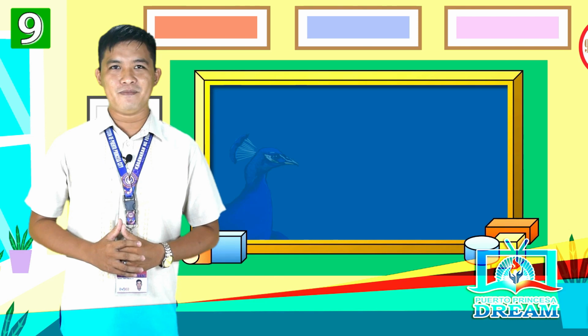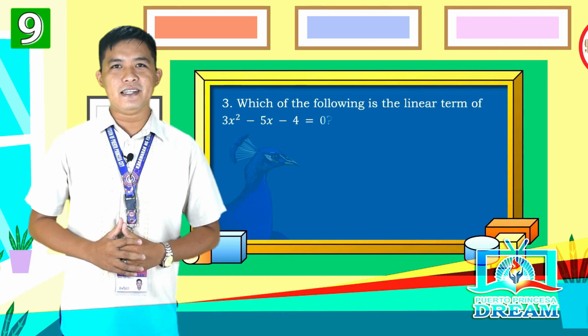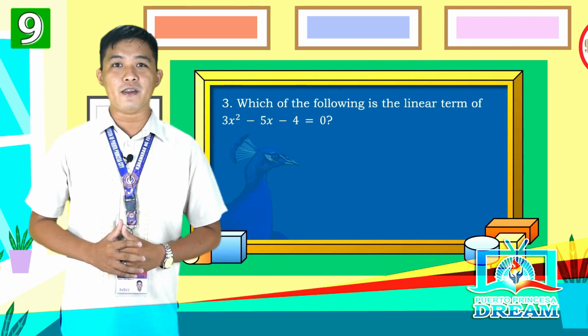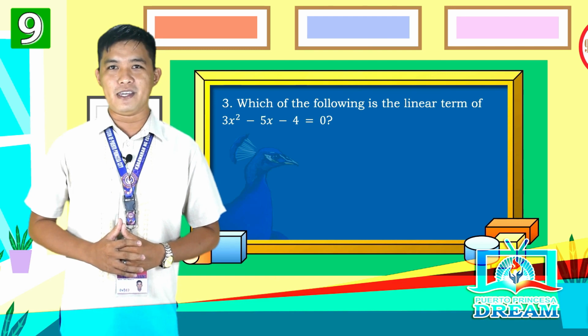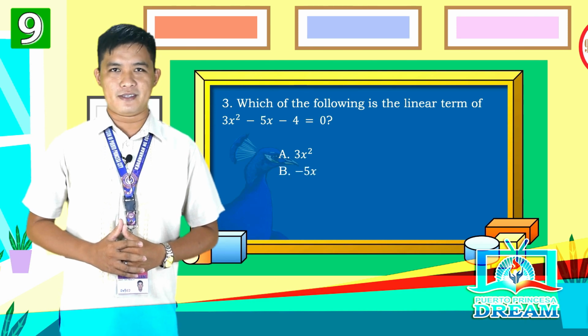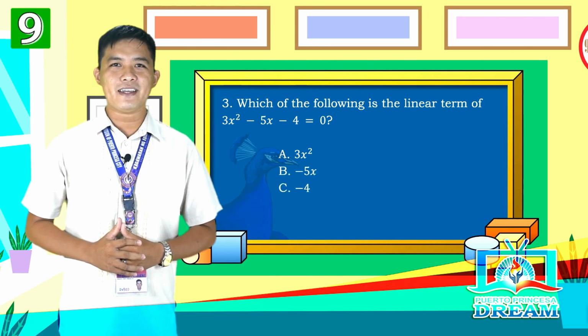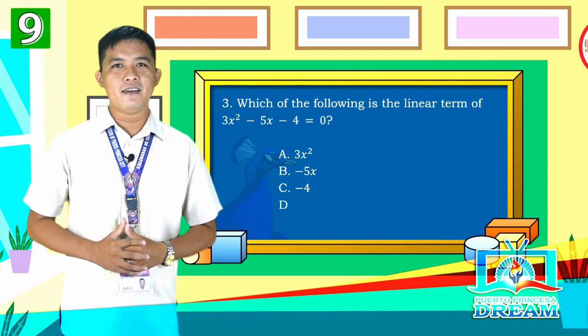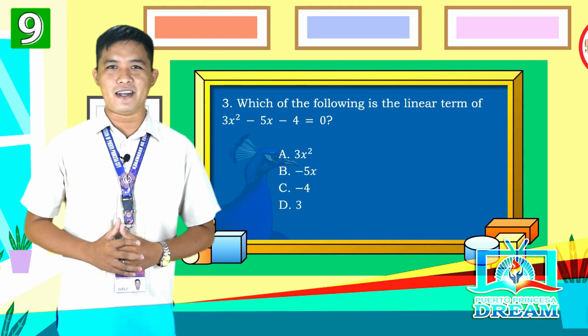Question number 3. Which of the following is the linear term of 3x squared minus 5x minus 4 equals 0? A. 3x squared. B. Negative 5x. C. Negative 4. D. 3. Timer starts now.